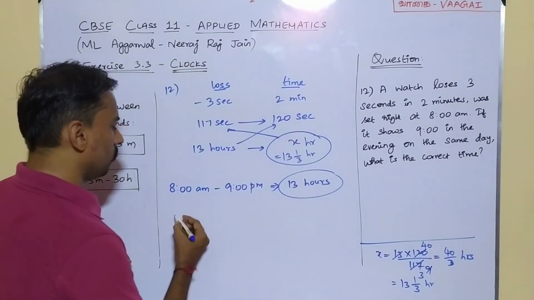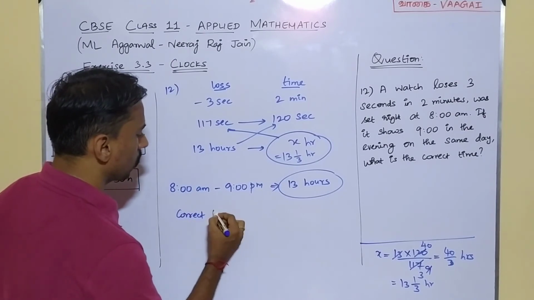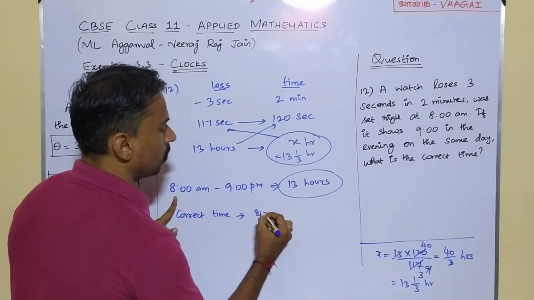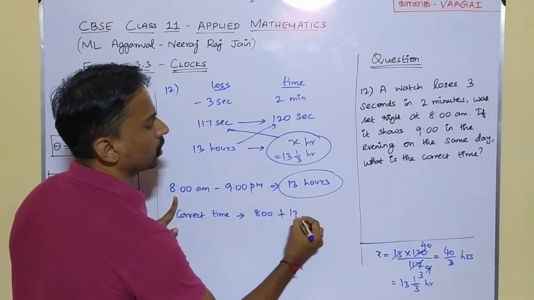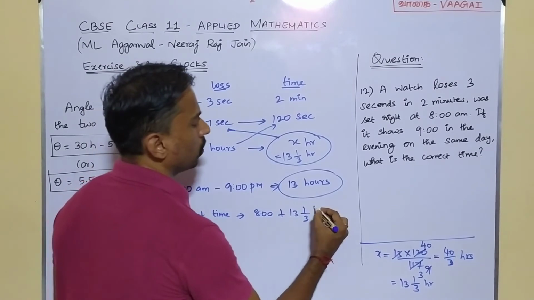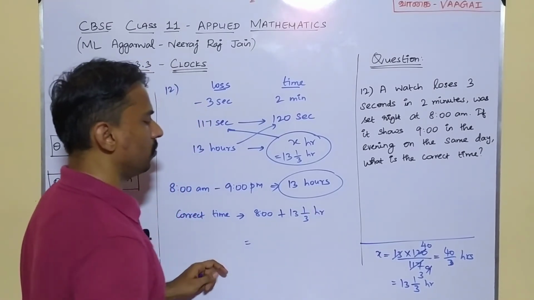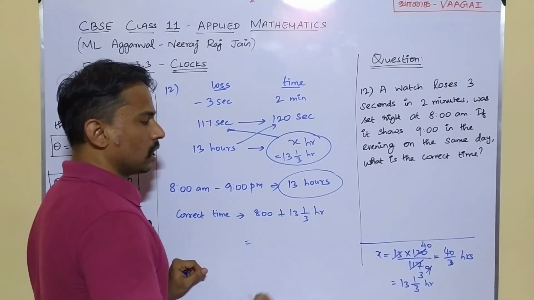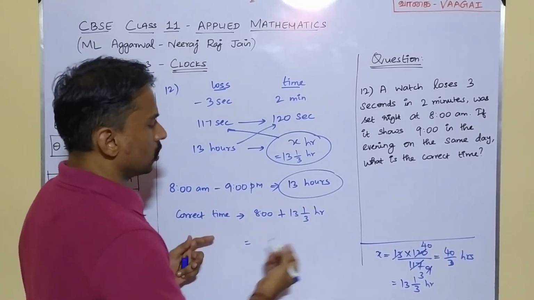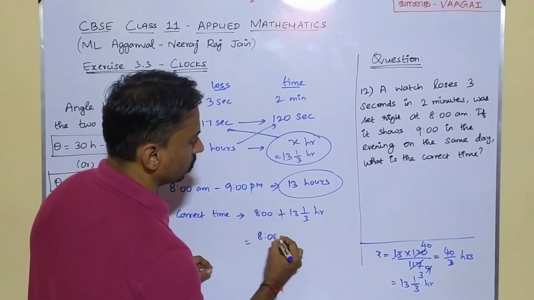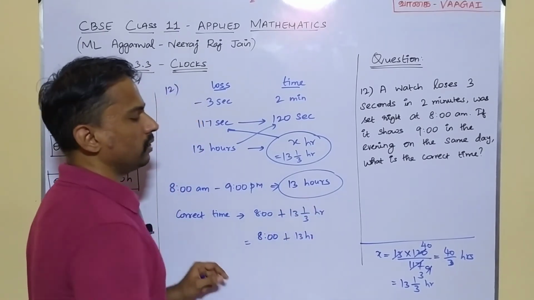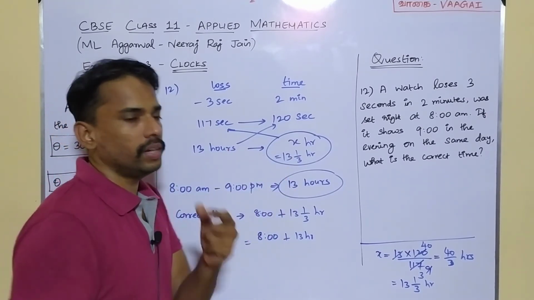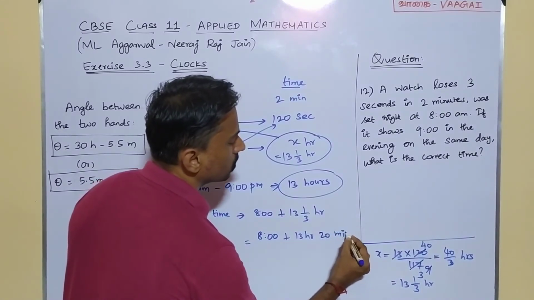So what we have to do in order to find the correct time? Correct time will be equal to, again, from this morning 8 a.m., plus we have to add 13 1 by 3 hours. So this will be giving you the time. Already 13 hours we got 9 p.m., right? So one more 1 by 3 hours. Better we can convert this. So 13 hours, and what about 1 by 3 hours? 1 by 3 hours will be equal to 1 by 3 into 60, which will give you 20, right? So 20 minutes. So 13 hours and 20 minutes.